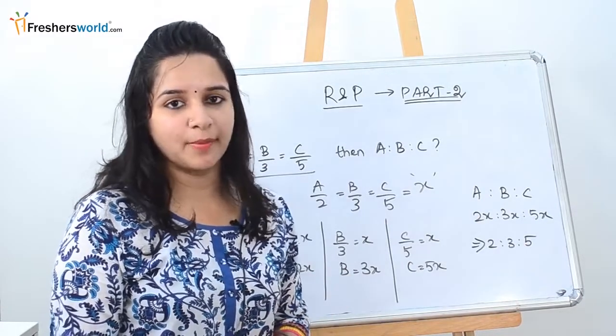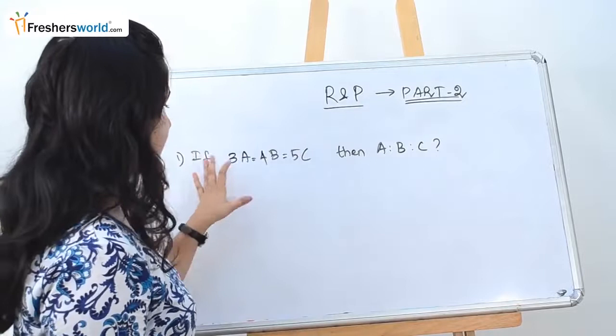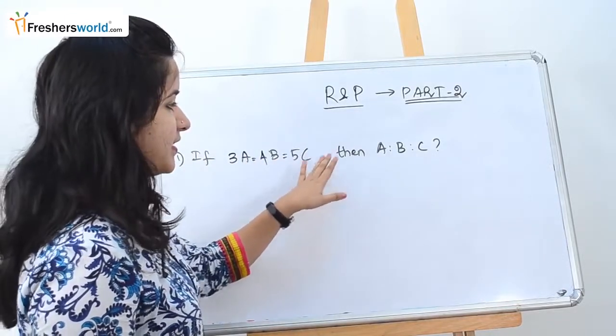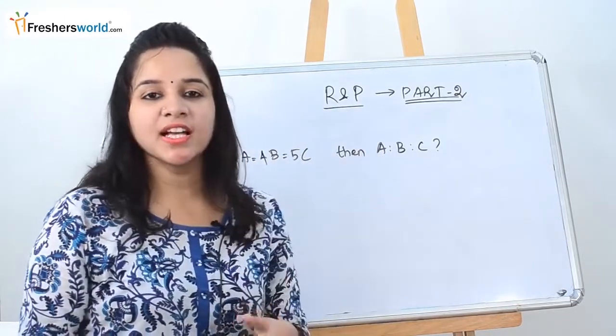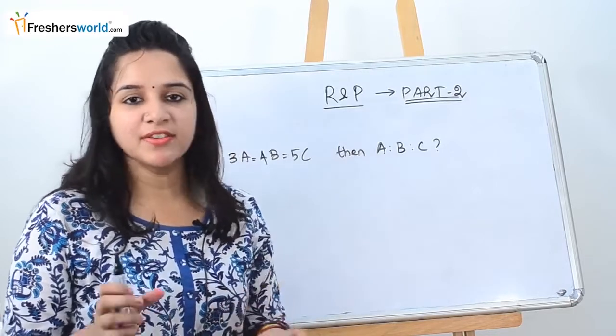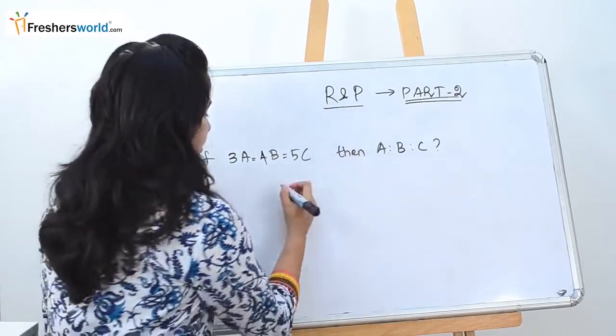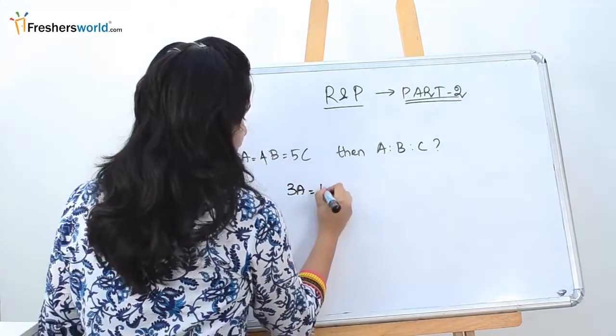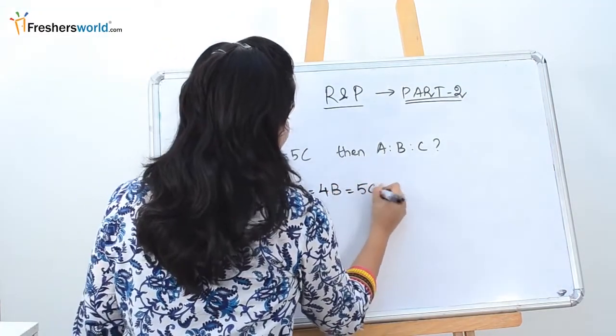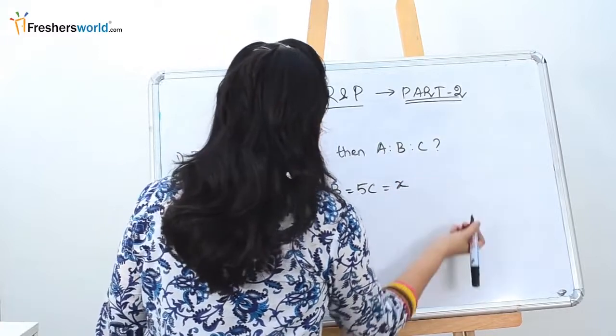Let's solve another problem. So the next question is, if 3a is equal to 4b is equal to 5c, then find A is to B is to C. In the last question, everything was in fractions, and we equated it to x. The similar method, you are going to use here. So what do you do as usual? 3a is equal to 4b is equal to 5c. As usual, equate it to a constant, let's say x.